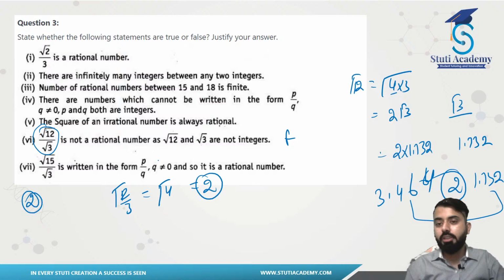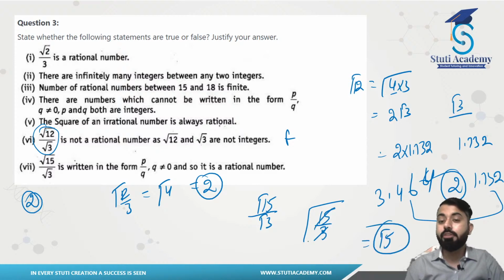Now, 15 by root 3 is written in the form of p by q, so it is a rational number. Can this be the case? Let's see. Square root 15 over square root 3. If I put the square root over both, 15 by 3 gives a square root 5, which is irrational. So again, this is false. I hope you have understood the case and you don't have any doubt in this.